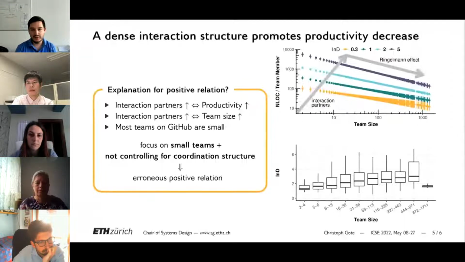If we look at the interaction structure, one of the key variables here is the in degree, which basically tells us how many unique interaction partners a member of this team has. If we look at the top right-hand side, we see these lines with a negative slope, and the different lines going up in overall productivity, which is shown on the y-axis, are the lines with additional team members that I interact with. At the same time, if we look at the bottom right, the amount of unique team members actually increases with the team size that we're studying. So in essence, we find that the interaction partners have a positive relationship with productivity and team size.